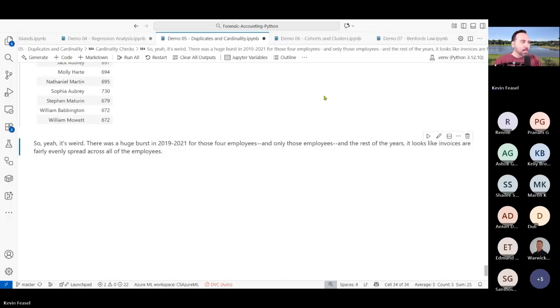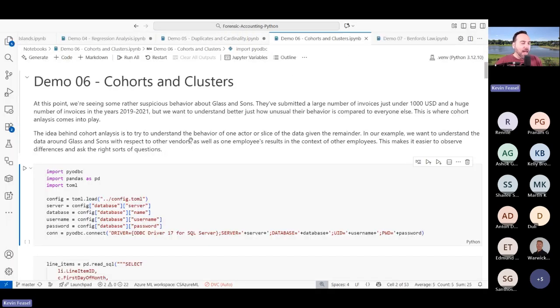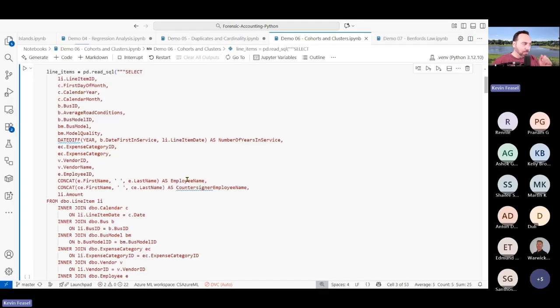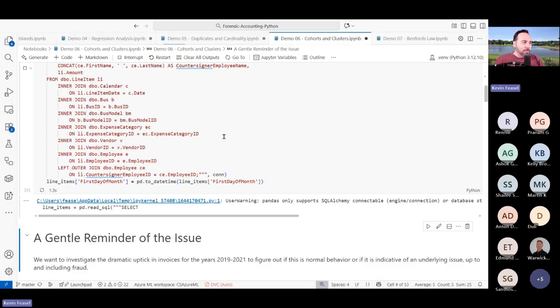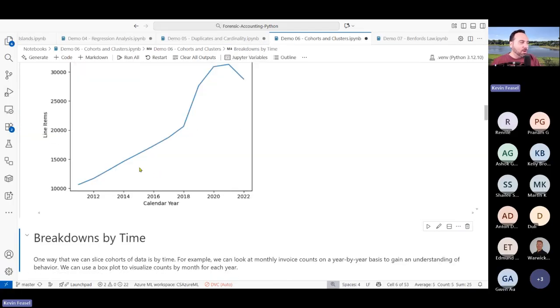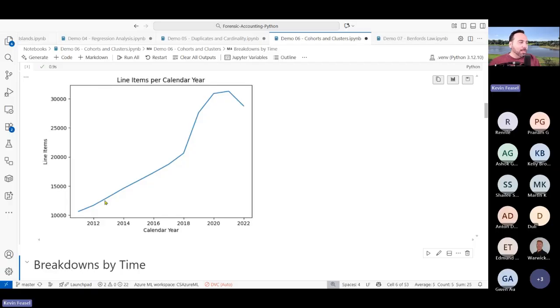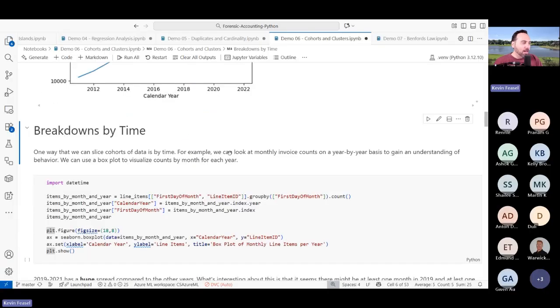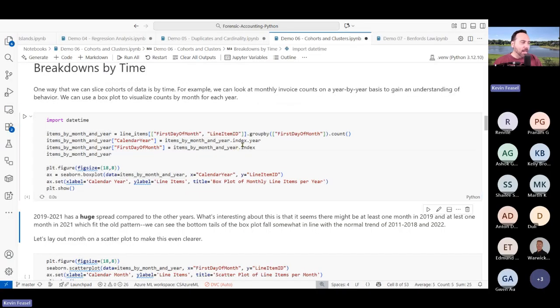And let's take a quick peek at cohorts and clusters. So I'm grabbing a bunch of data again. Poor DBAs having to manage people like me writing these queries against their databases. But take a quick reminder of the issue. So we're going to see if we can explain any of this. Why we have this big hook. So let's break the data down by time.